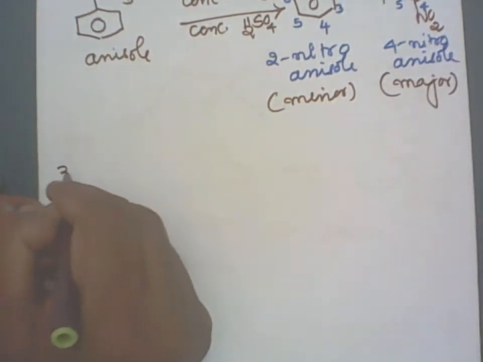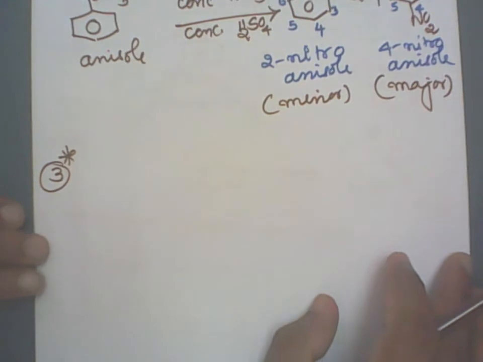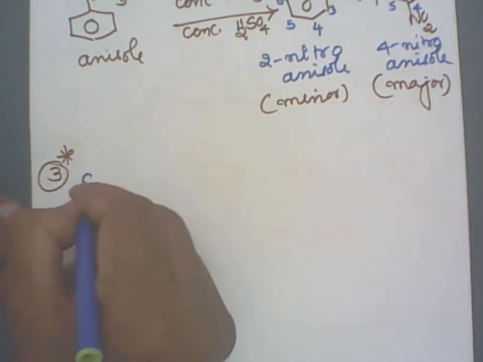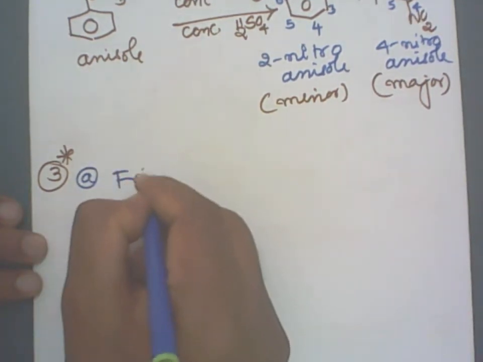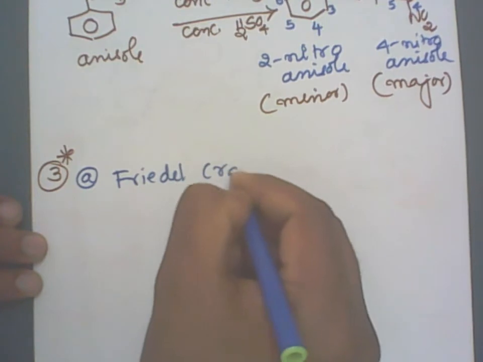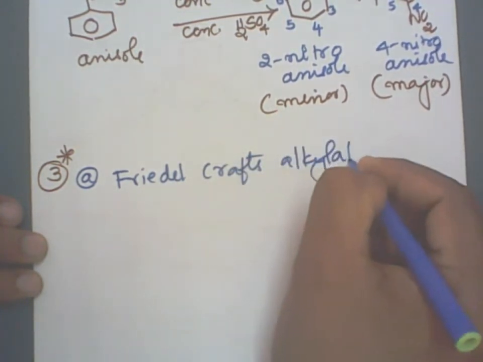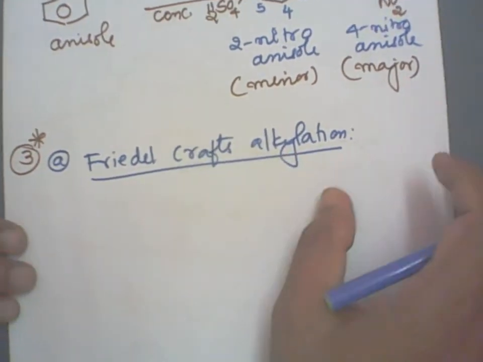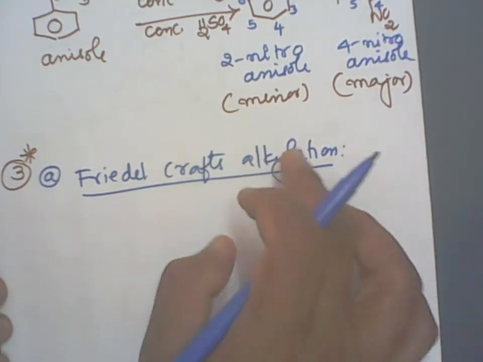Now the third reaction. What is the third reaction? The third reaction is an important one, named after the scientists: Friedel-Crafts reactions. There are two types of Friedel-Crafts reaction. The first one is the Friedel-Crafts alkylation reaction. So let me write down Friedel-Crafts alkylation reaction. What do you mean by alkylation? Introducing an alkyl group is known as alkylation. To the benzene, you have to introduce an alkyl group.